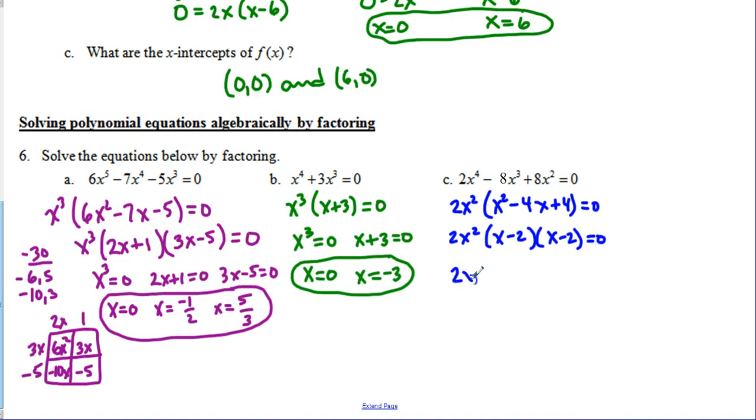Setting each of these factors equal to 0. Using our zero product property, we get that x equals 0, x equals 2, and of course x equals 2. I'm not going to write it a second time.